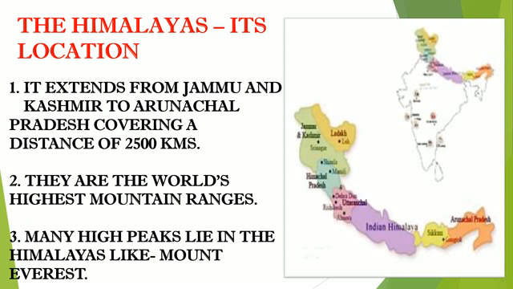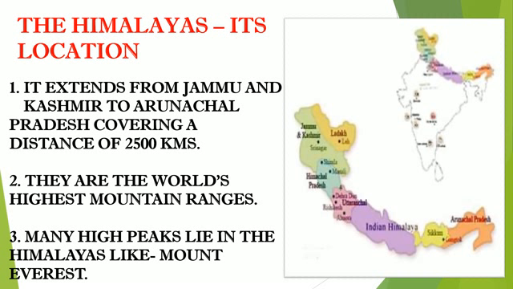So in conclusion, you can say that the Himalayas extend from Jammu and Kashmir to Arunachal Pradesh, which covers a distance of about 2,500 kilometers. And you all know Himalayas are the world's highest mountain ranges. And many of the high peaks like Mount Everest, Kanchenjunga, Annapurna, all these peaks lie in the Himalayas. So this is the complete location of Himalayas.